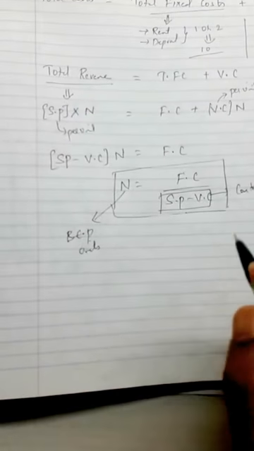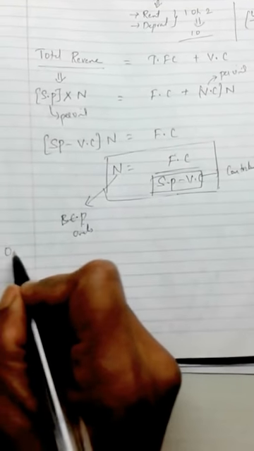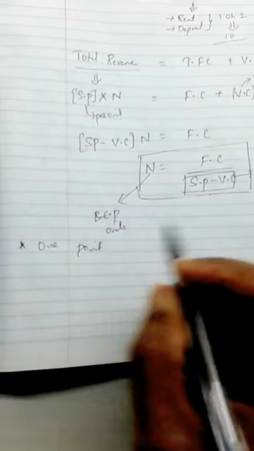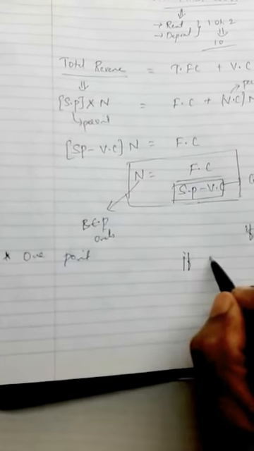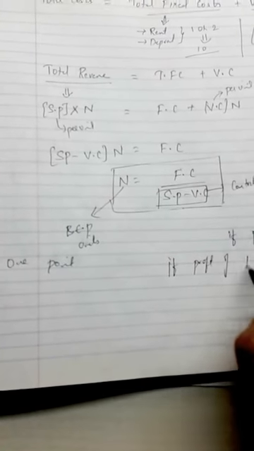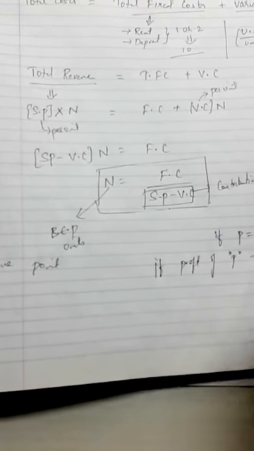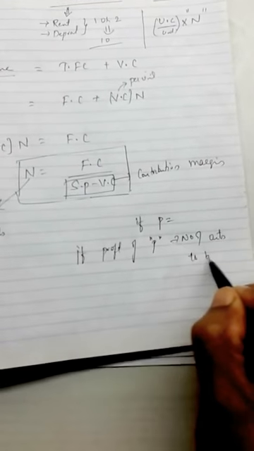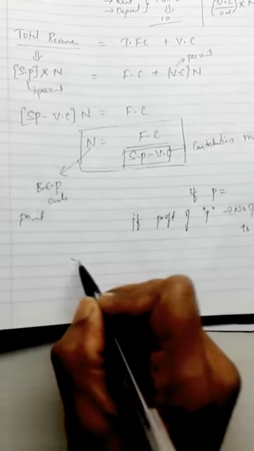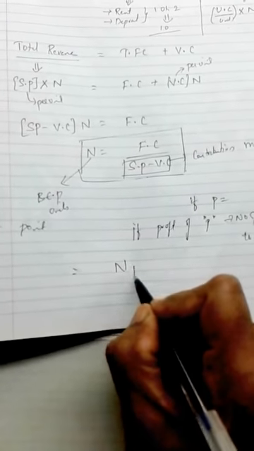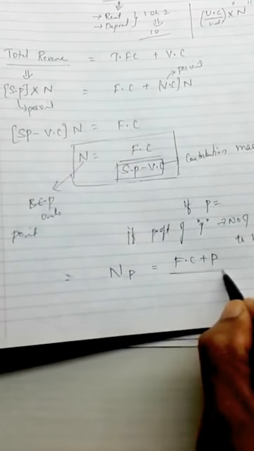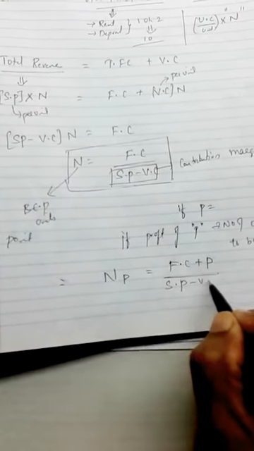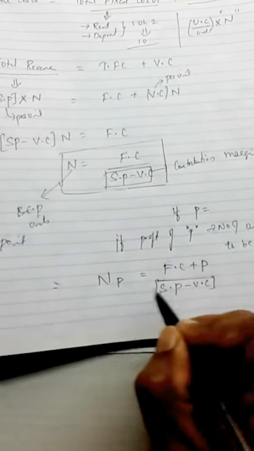I'll just add one point. In case you want a profit of P, how many goods are to be sold? If you want a profit of P, the number of units to be sold, N, is equal to fixed cost plus profit divided by selling price minus variable cost. This is again the contribution margin.